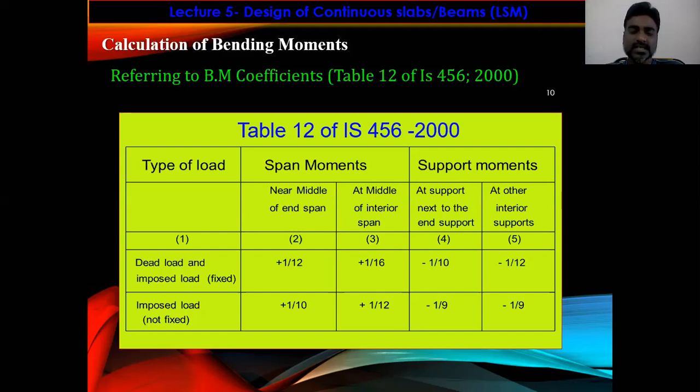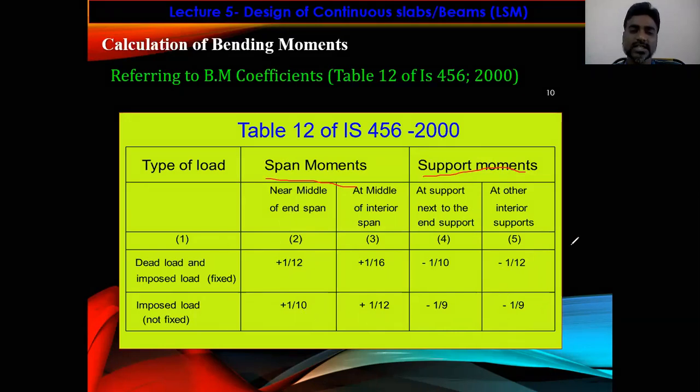In our case, all spans are of equal spacing, so the difference is less than 15%. So these coefficients are applicable, right? Here, generally, there are two types of moments: span moments and support moments. In practice, you have to calculate all the bending moments using these coefficients, out of which you have to take the maximum one.